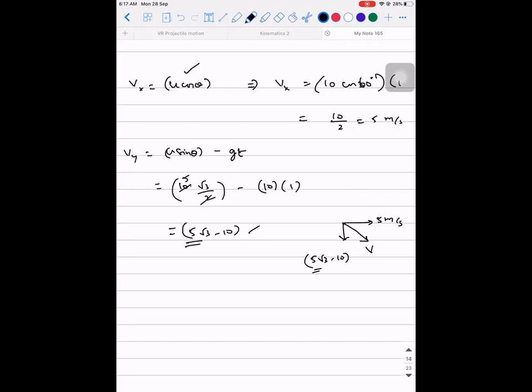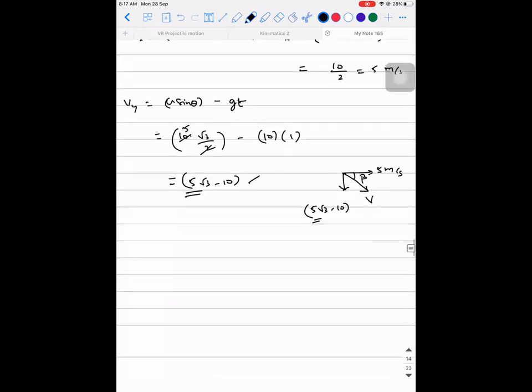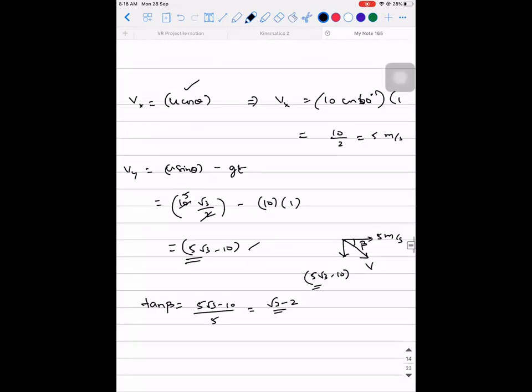Then this angle is beta. So what will tan beta be? It is the vertical component divided by the horizontal, 5 root 3 minus 10 divided by 5. It will be root 3 minus 2. So that is tan beta. Now apply the formula, and you know the answer.